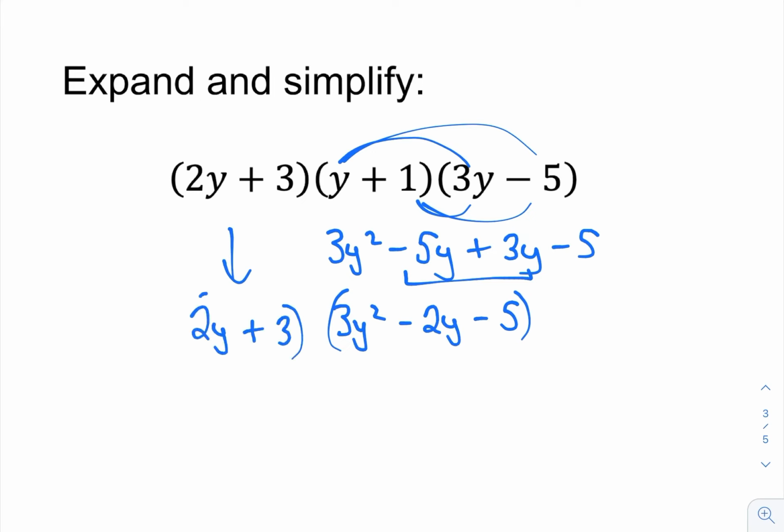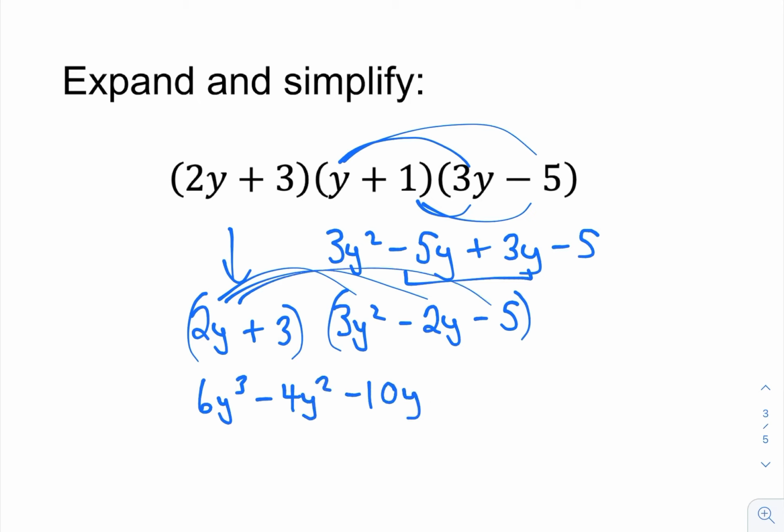And we're going to multiply everything in the second bracket by firstly 2y and then by 3. So that will give us 6y squared. Nope, sorry, it won't. It'll give us 6y cubed. Subtract 4y squared. Subtract 10y. Finished with the 2y, so we'll move on to the 3. 3 lots of 3y squared is 9y squared. 3 lots of negative 2y is negative 6y. And 3 lots of negative 5 is negative 15.